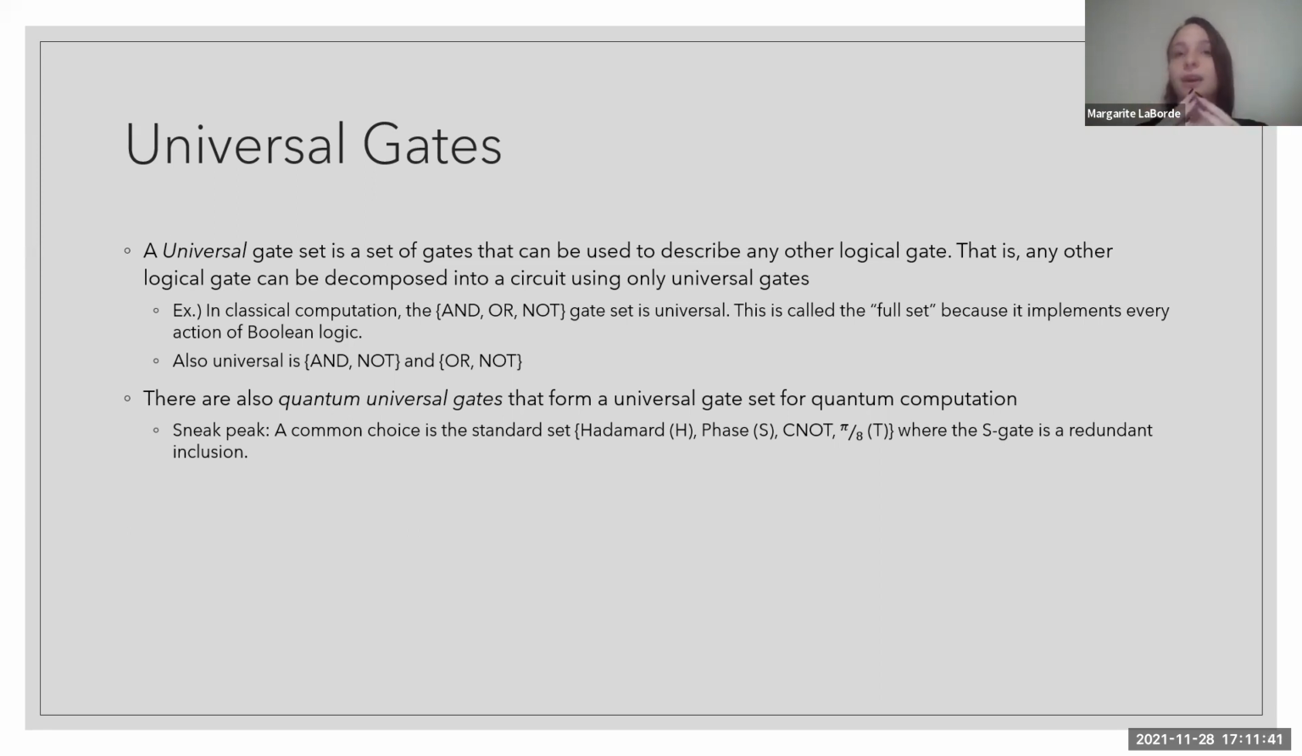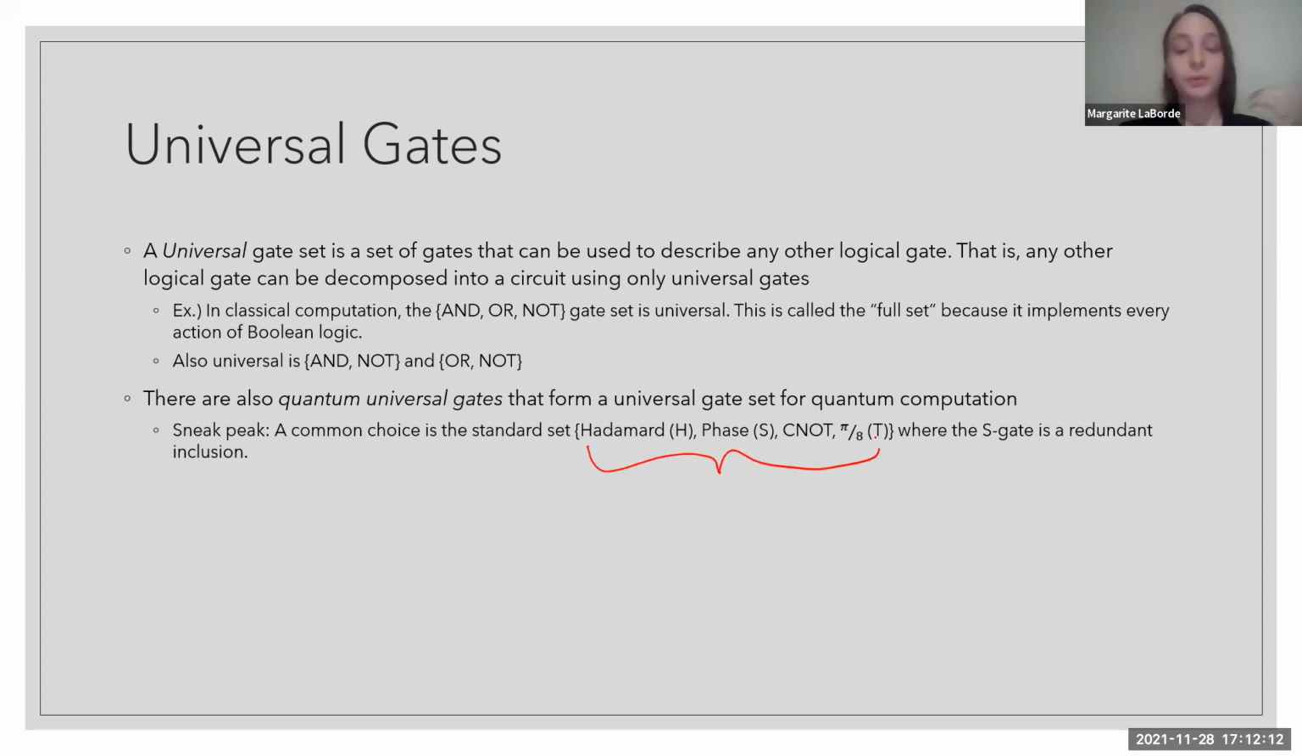There are, I believe, infinitely many choices for what your universal gate set could be. But we're going to really focus on the standard set, which is Hadamard, which is H, phase, S, C-NOT, and then the T gate, or the pi over 8 gate, which is a relative rotation by pi over 4. Yes, that's a little bit confusing, but this is called your standard gate set.